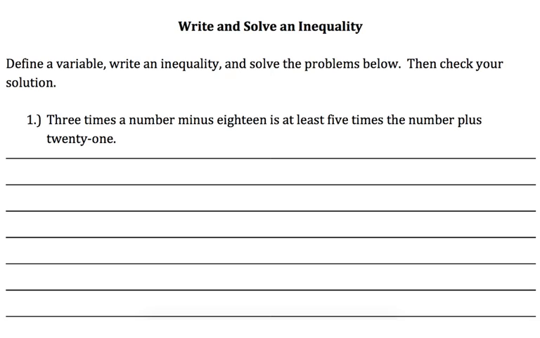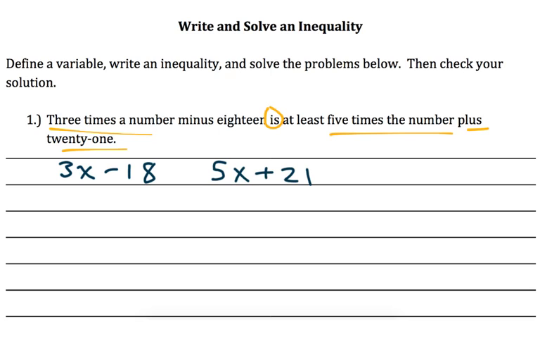So we get 3 times a number minus 18 is at least. I'm seeing this connector, and I'm thinking, okay, that's going to break the first part away from the second part. So 3 times a number minus 18 is at least 5 times the number plus 21. And they're not really getting crazy with the wording of those 2 separate parts, because they want us to probably focus more here.